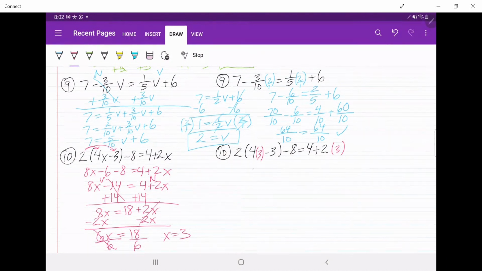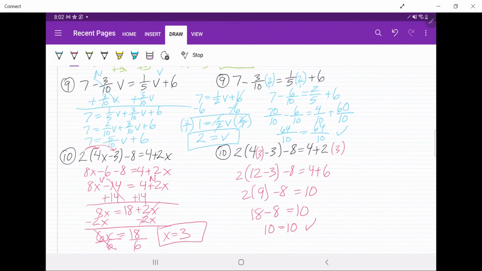4 times 3 is 12, minus 3. Bring down the parentheses. The 2, the 8, and then 2 times 3 is 6. Bring down the 4. Now we do everything in parentheses. 12 minus 3 is going to give us 9. Bring down the parentheses, the 2, the 8, and then 4 plus 6 is going to give us 10. 2 times 9 is 18, minus 8. Then 18 minus 8 is going to give us 10. So 10 does equal 10, and our answer is true, x equals 3.